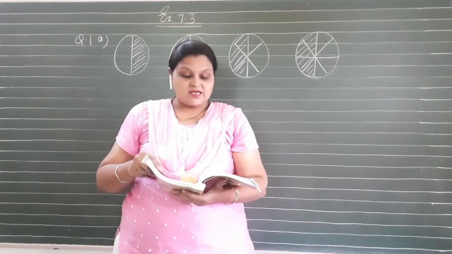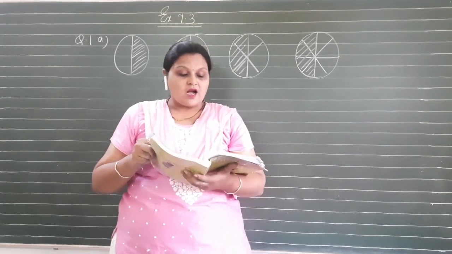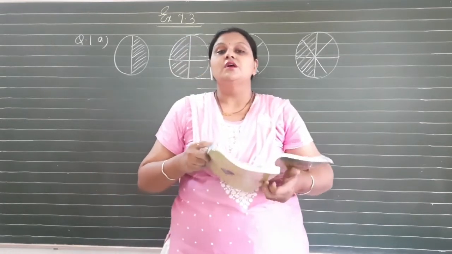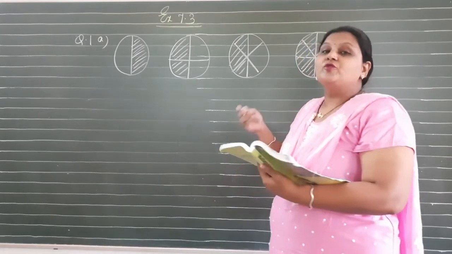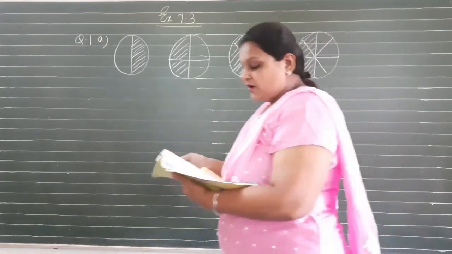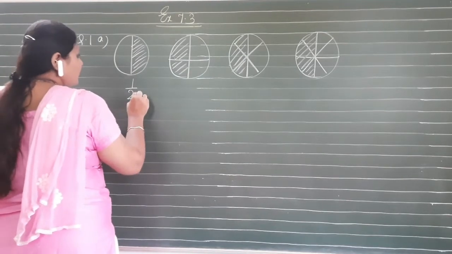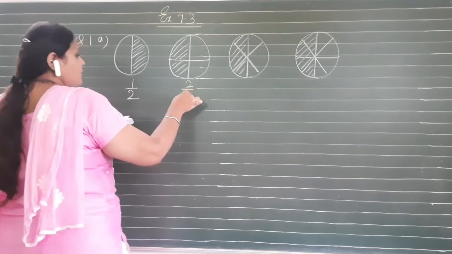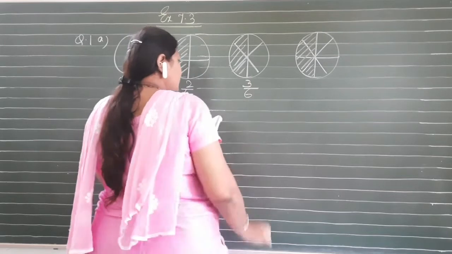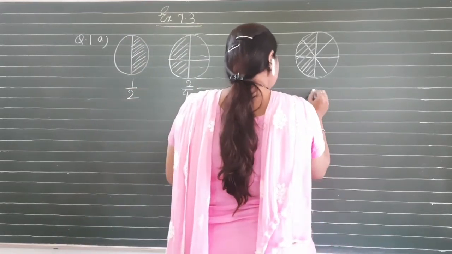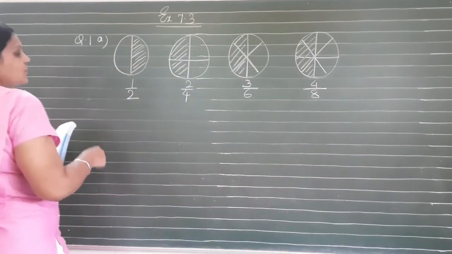Now let us start exercise 7.3. Question number 1. Write the fractions. Are all these fractions equivalent? Let us see sum number A. Here you are given 4 figures and we have to check whether they are equivalent or not. So very first we will mention it out. Here one part is shaded out of 2, 2 parts are shaded out of 4. Here 6 parts are there, out of them 3 parts are shaded. Same way 8 parts, 4 parts are shaded. Now let us check whether they are equivalent or not.